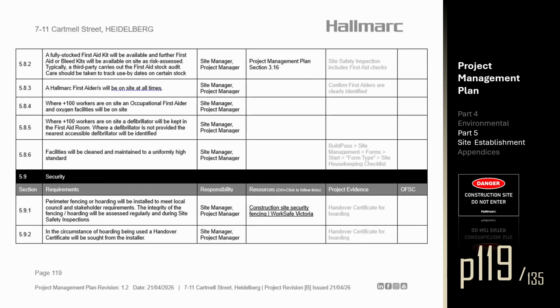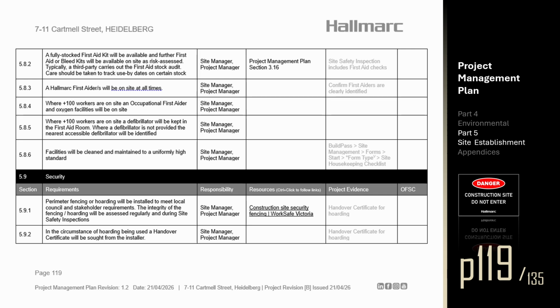Section 5.8.2. A fully stocked first aid kit will be available at the first aid shed or site office, and further first aid or bleed kits will be available on site as risk assessed. Typically, a third party carries out the first aid stock audit. Care should be taken to track use-by dates on certain stock. Section 5.8.3. A Hallmarc first aider will be on site at all times.